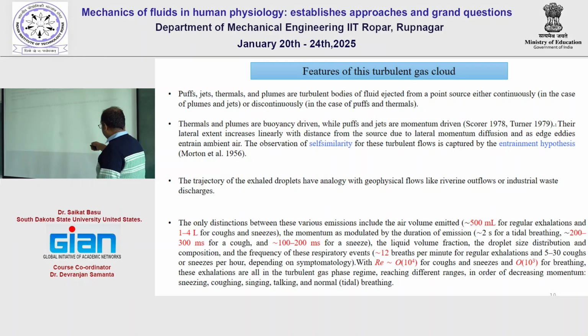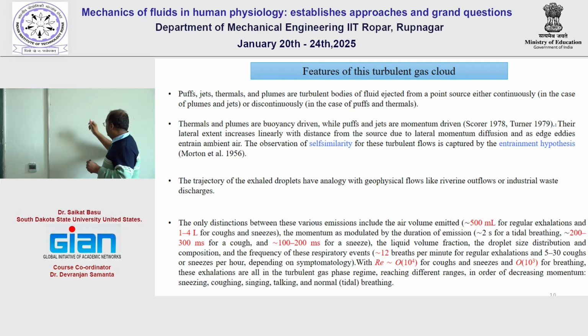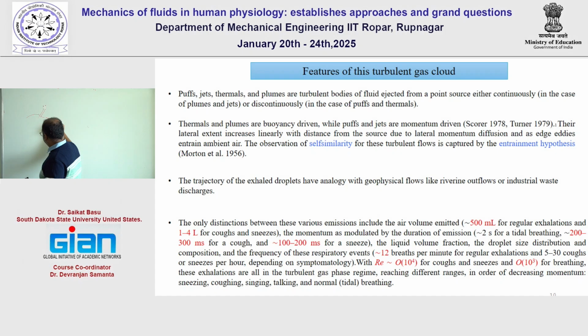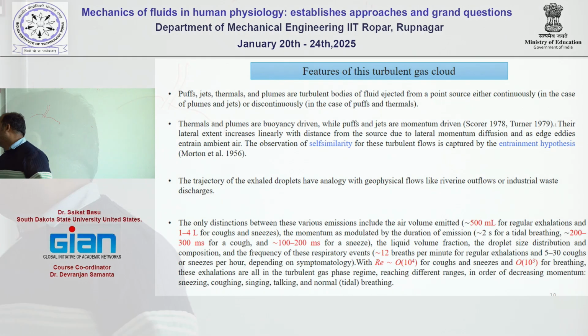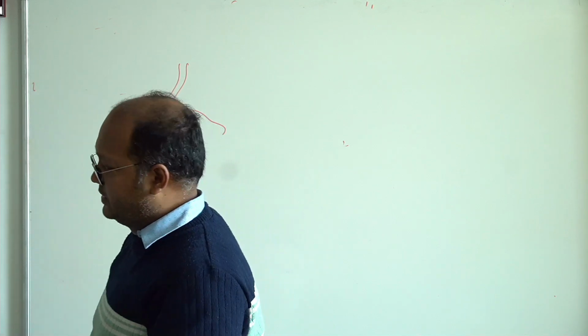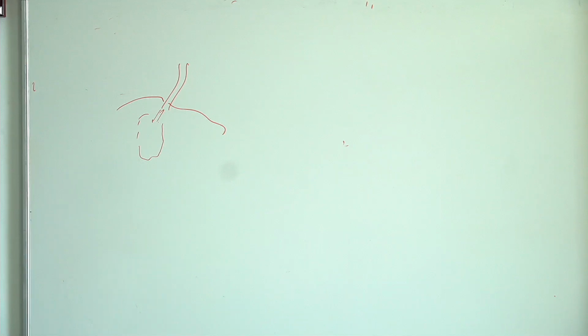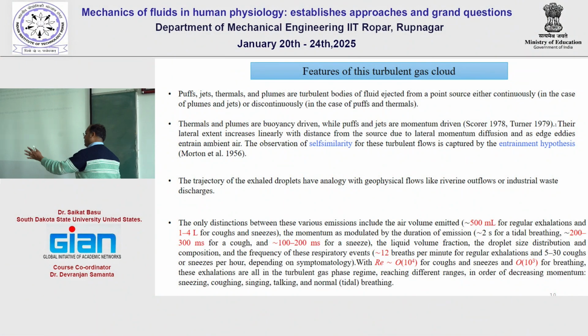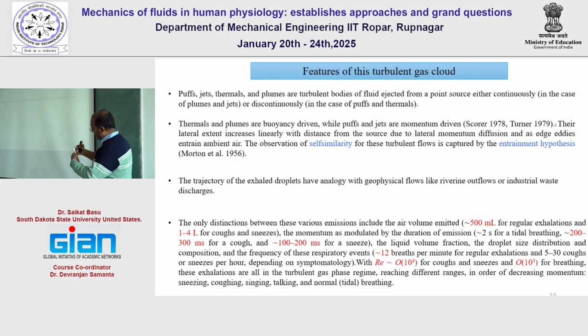Yeah, so then we said here the trajectory of the axial droplets is analogous to geophysical flows, like riverine outflows. Let's say a river in the delta region is entering the ocean. It initially enters with a large velocity, but eventually it diffuses out. Or industrial waste, let's say from an oil refinery, when it is dumped in the river, initially comes in the form of a jet in large volume, and eventually it disperses out. So those features are similar to these biological flows.